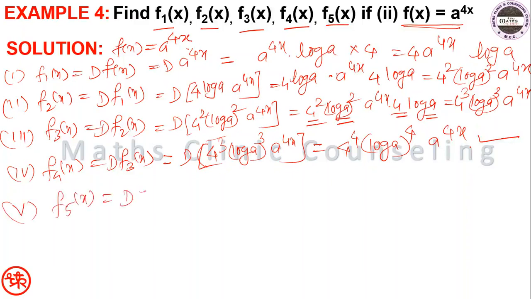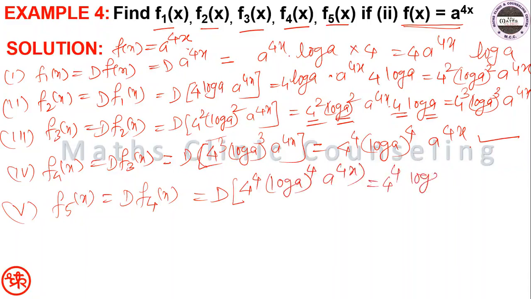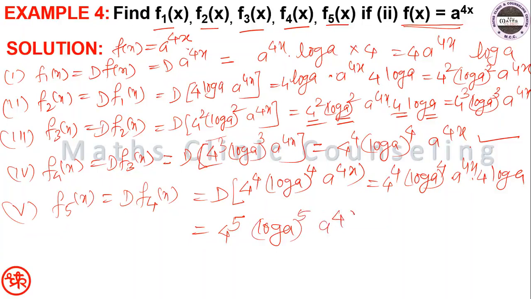Similarly, f5 of x is equal to d of f4 of x. What is f4 of x? 4 to the power 4 log a to the power 4 a to the power 4x. So that is equal to 4 to the power 4 log a to the power 4 into a to the power 4x into 4 log a. So it is finally 4 to the power 5 log a to the power 5 a to the power 4x. This is the final answer.